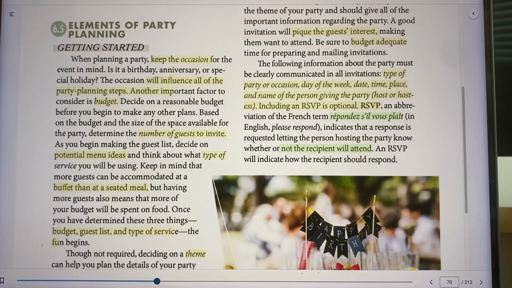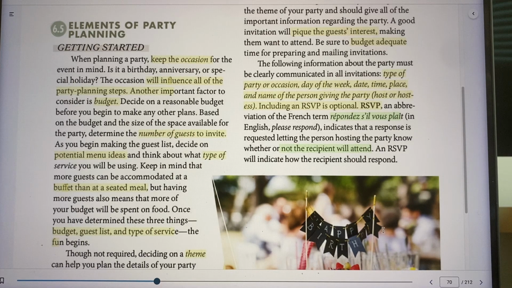So, getting started. When you're planning the party, keep the occasion event in mind. If it's a birthday or anniversary or such, put it on your calendar. And this occasion will influence all the party planning. As the party comes closer, you'll know, okay, we need to figure out what kind of budget we have for this party. How much can we spend on this party?